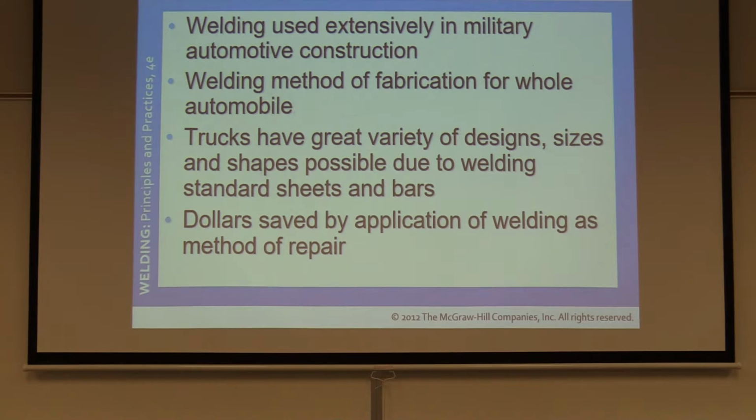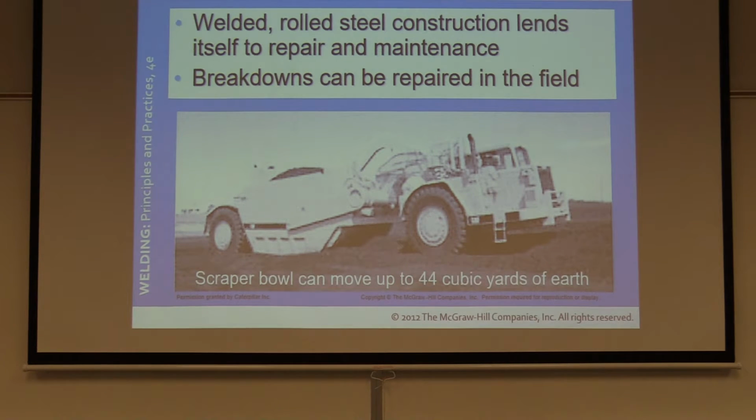All right, back to the paragraph we just found. Welding is used extensively in military automotive construction and in the construction of all types of vehicles. Many people are not familiar with the many types of military automotive equipment, since much of this equipment is of a secret nature. That just sounds cool. That just makes us even cooler as welders already. Welding method of fabrication for the whole automobile, blah, blah, blah. And it's a highly effective way of joining two high-strength pieces of material.